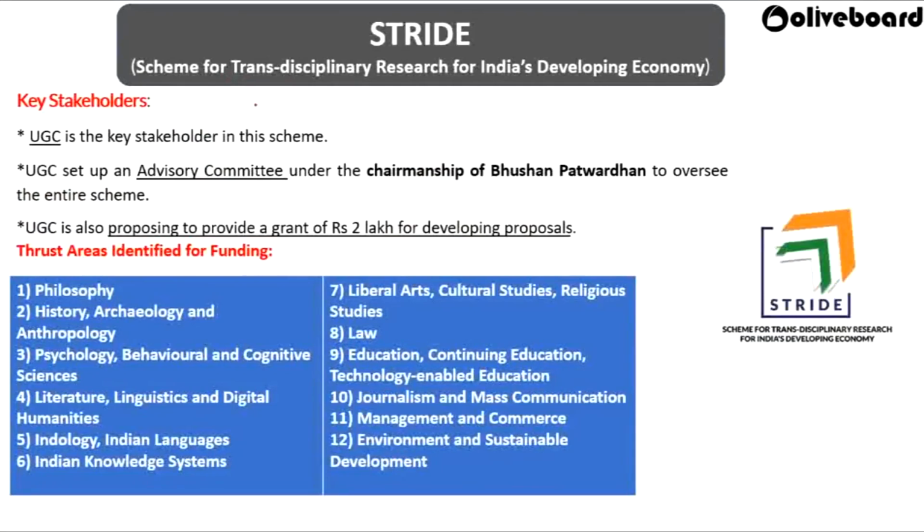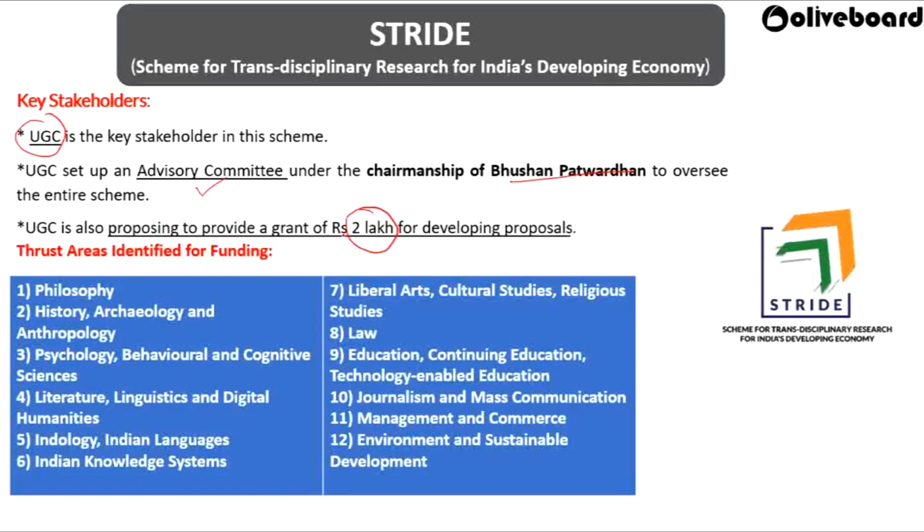The key stakeholder of the STRIDE scheme is UGC, which we have already studied, that is the University Grants Commission. And here UGC has set up an advisory committee under the chairmanship of Bhushan Patwardhan. So he is going to be the chairman of the advisory committee who will oversee the entire scheme. He will take control and take care of the whole scheme under his head. UGC is also proposing to provide a grant of 2 lakh rupees for developing projects. So whichever projects we are developing here, the UGC is providing 2 lakh rupees for each developing proposal.